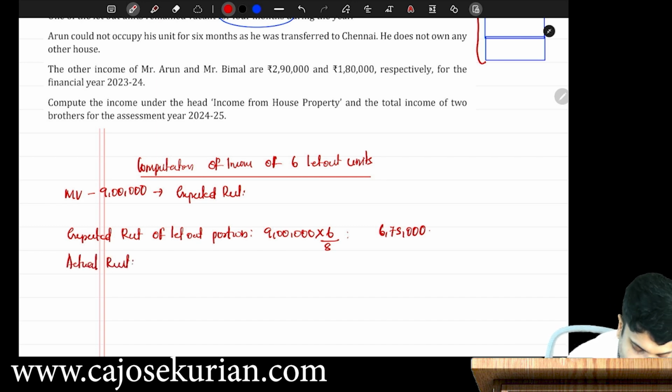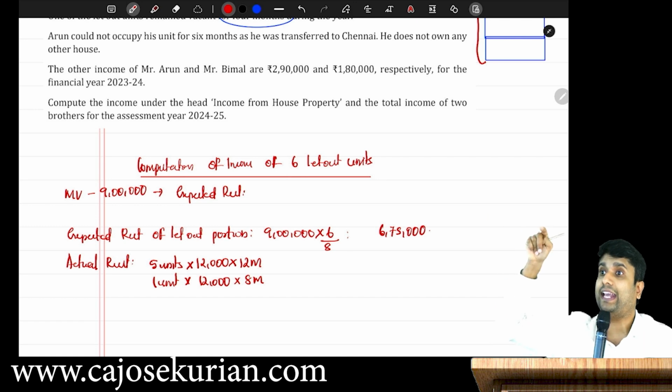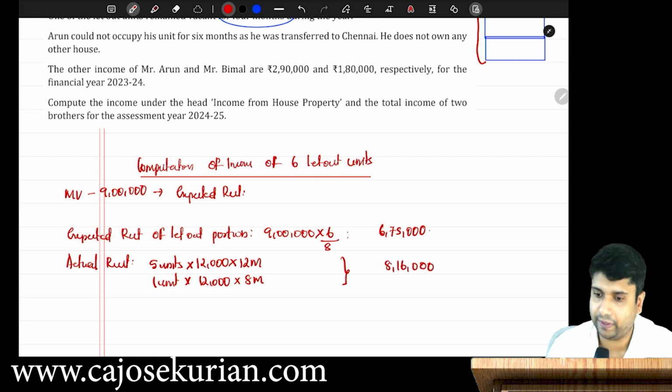Actual rent will be for 5 units you received 12,000, right? 12,000 rupees per month into 12 months. And for 1 unit, you received 12,000 rupees only for 8 months because there was a 4-month vacancy for 1 unit. Now, can you help me with the math? How much is the total of this? Total 8 lakh 16,000. Are you all with me?